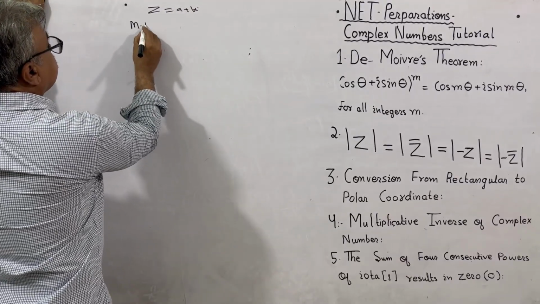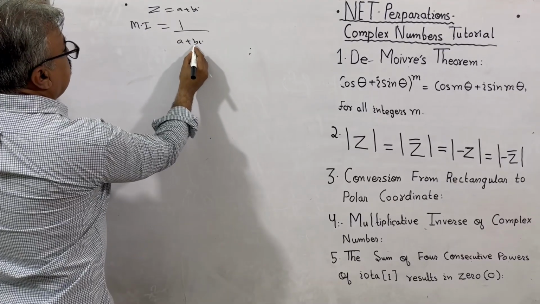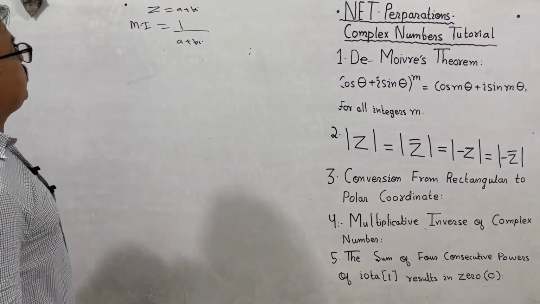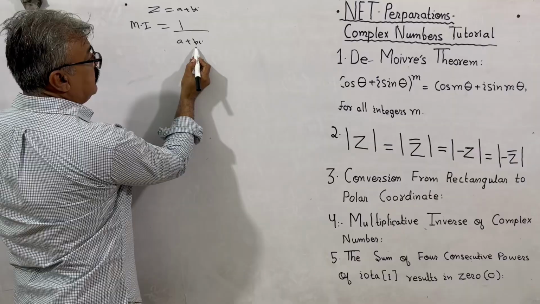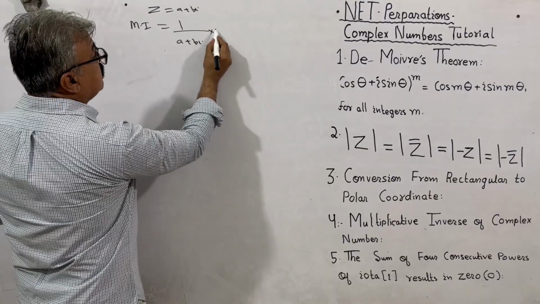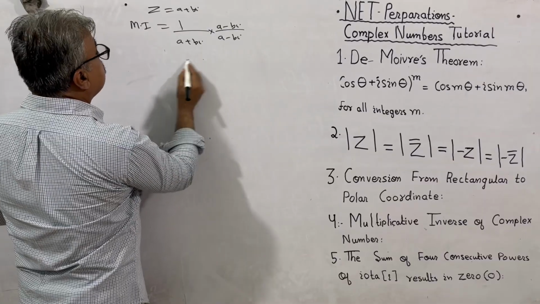The multiplicative inverse can be written as 1 over a plus b iota. Whenever iota is present in the denominator, rationalize by its conjugate. Conjugate means change the sign of the imaginary part, then divide and multiply. This process is known as rationalization.